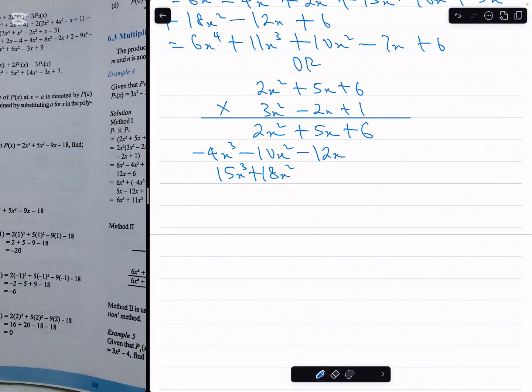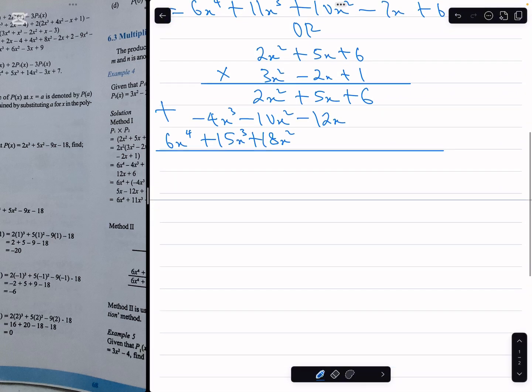And what's next? The next one is 3x squared times 2x squared. That's 6x raised to power 4. Yes, 3x squared times 2x squared, that's 6x raised to power 4. And that's plus 6x raised to power 4. And now we can add.